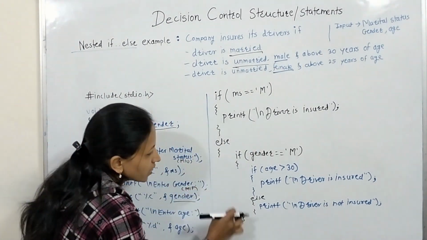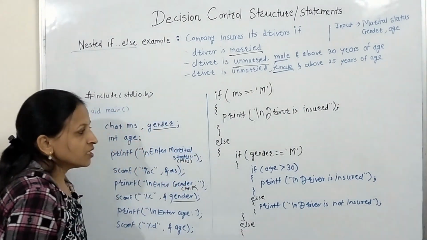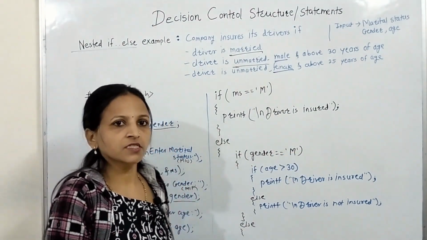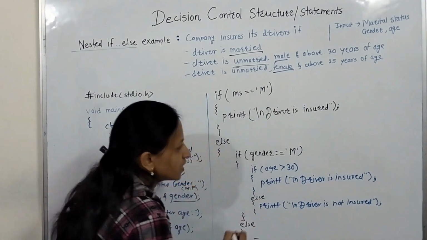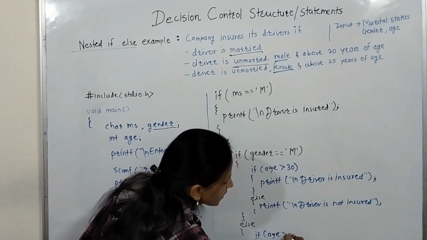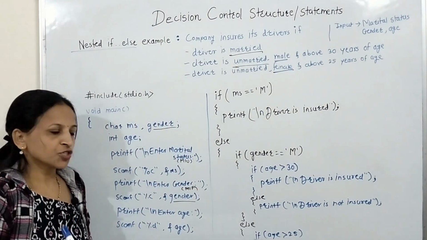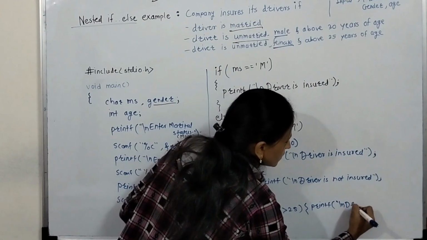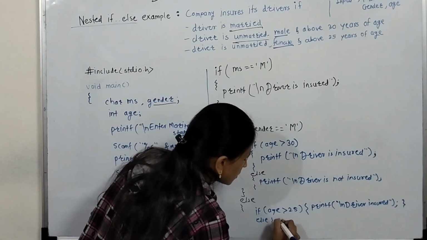Now for this if block we can place an else block also. Else means what? Means the driver is unmarried and gender is not male. Means what? Gender is female. In that case we have to only check for age now. Here we will check age again in this way. If age is greater than 25, in this case we can write that the driver will get insurance. Means driver is insured. I am putting here printf driver is insured, else we can say that the driver is not insured.